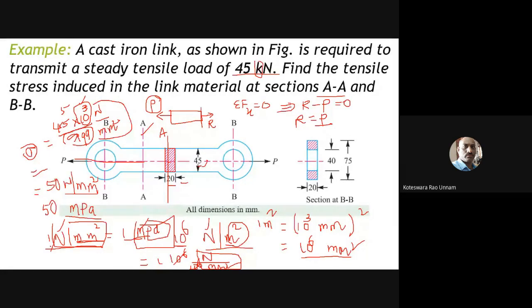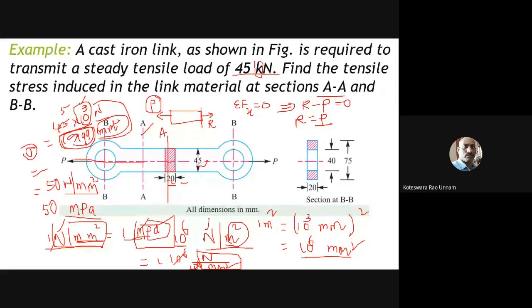While solving the problems, sometimes we'll say MPa, sometimes we'll say Newton per mm square. Not only that, in some instances they'll give it in Newton per meter square also. Then we need to convert accordingly. See here, even though the dimensions are given in mm, if I convert them into meters and substitute here, then it becomes Newton per meter square, not Newton per mm square. That means whatever units you are following, you need to follow them consistently and write the unit for the stress value accordingly. That is also very important.